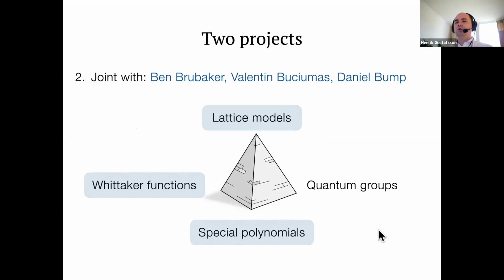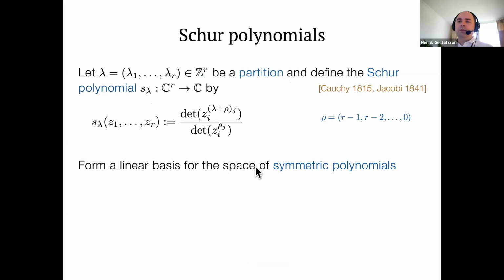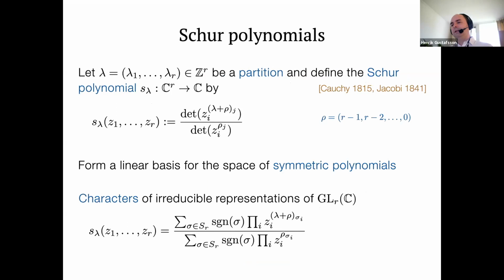To explain the idea, I will start with a toy example where I will show how Schur polynomials can be computed using a certain lattice model. So let lambda be a partition and define the Schur polynomial S lambda by this fraction of determinants. The Schur polynomials form a linear basis for the space of symmetric polynomials, and they play an important role in many areas of representation theory. But most importantly for us is that they are characters of finite dimensional irreducible representations of GL_r(C).